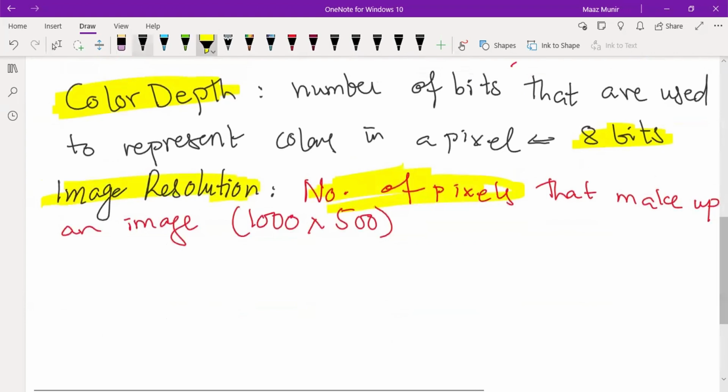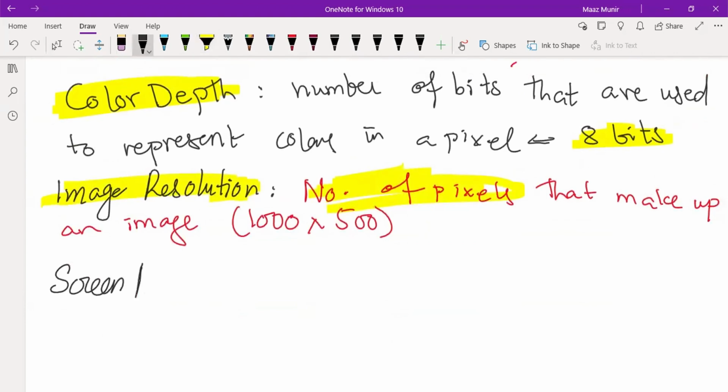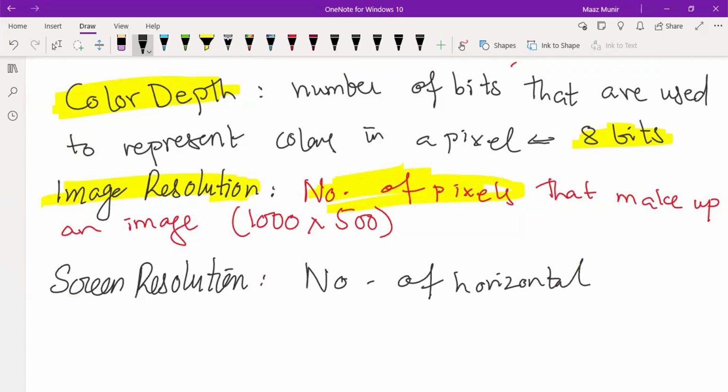And the last definition for you guys is screen resolution. Screen resolution, just like image resolution, is the number of horizontal and vertical pixels that make up a screen display.